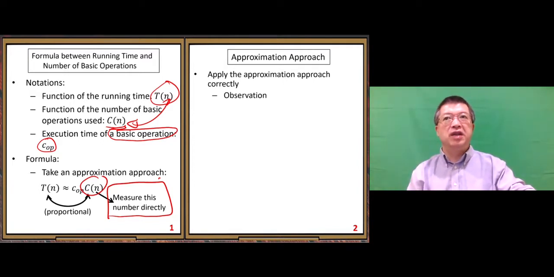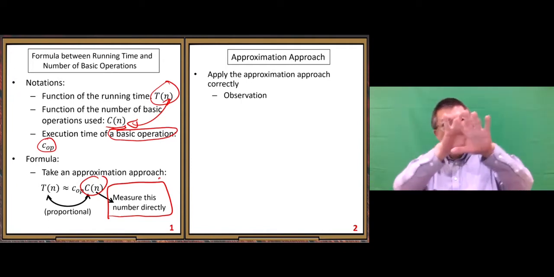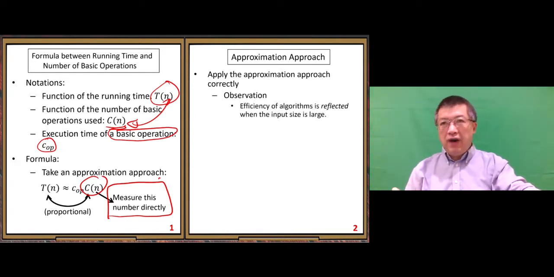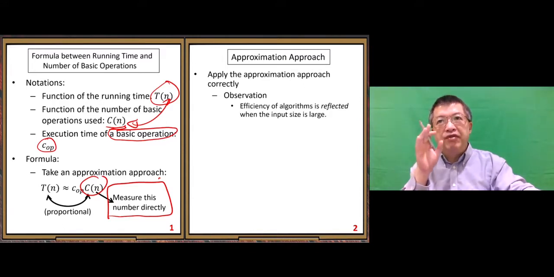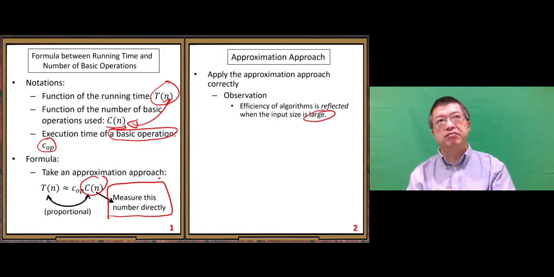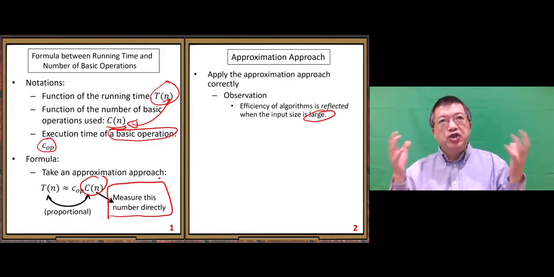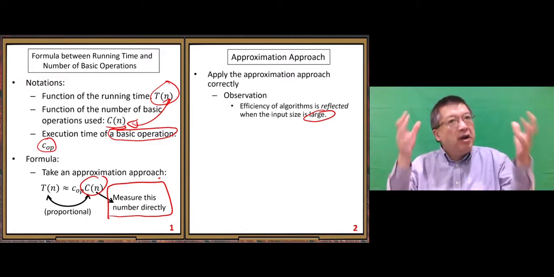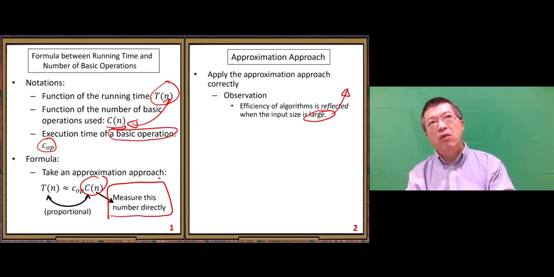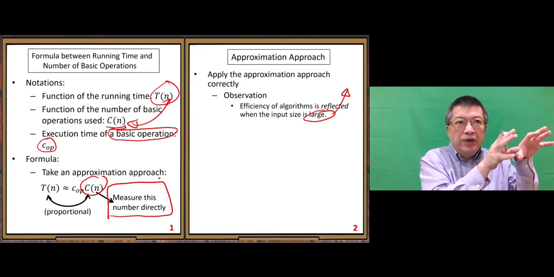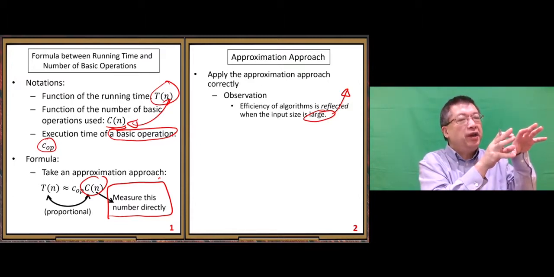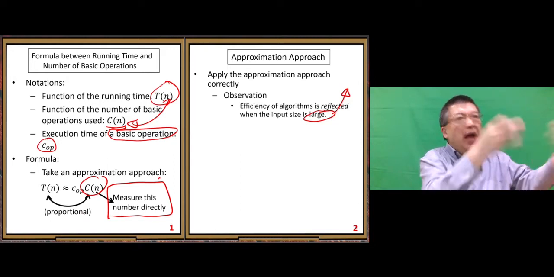First, our observation. Let's make our observation on the whole procedure of your algorithm. The efficiency of an algorithm is reflected when the input size is large. That's an important observation. How efficient is your algorithm? You can see that better and better when the input size is larger and larger. In other words, when the input size is relatively small, you cannot directly see how efficient it is from your theoretical analysis.